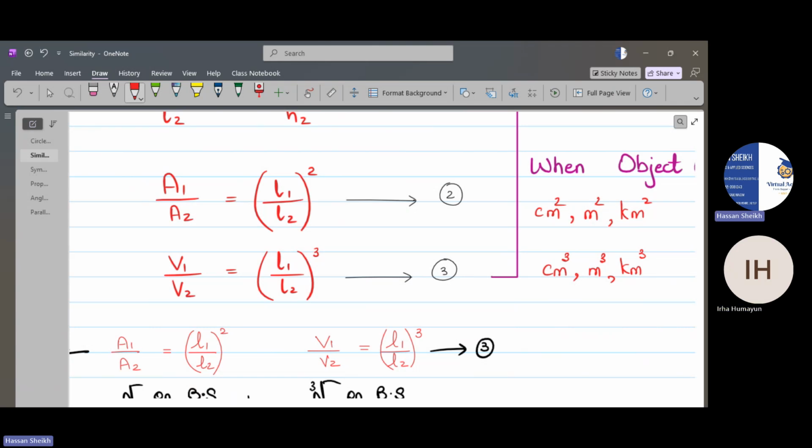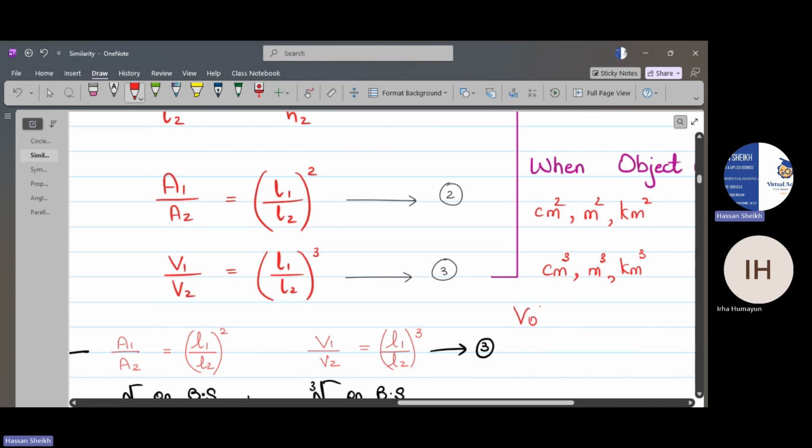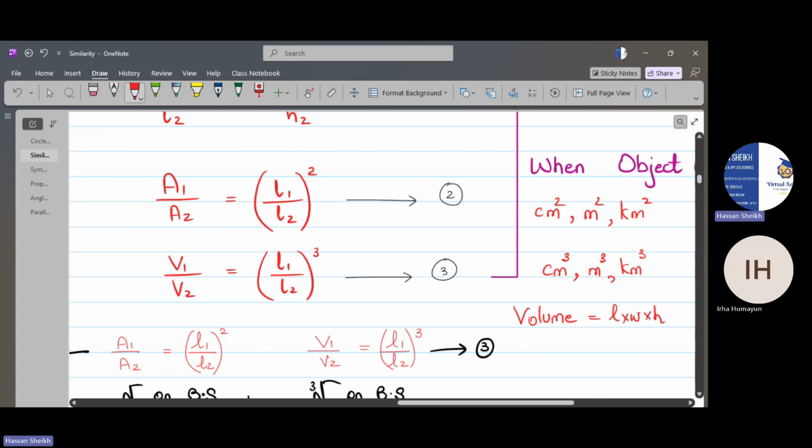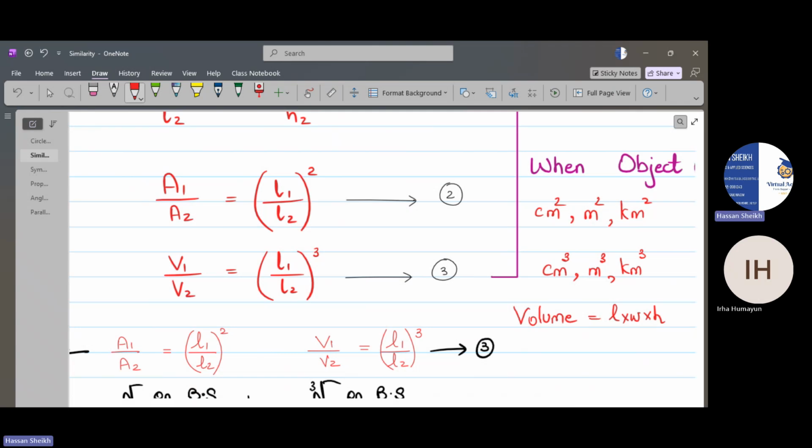We find volume in cubic units because volume is a three-dimensional quantity. Now, you may ask me, what does a three-dimensional quantity mean? Tell me any formula of volume. Do you know any formula of volume? Length multiplied by breadth multiplied by height. How many dimensions are you using here to find volume? Three. One dimension is length, another dimension is width, the third dimension is height.